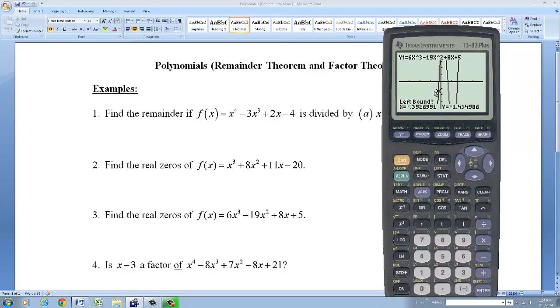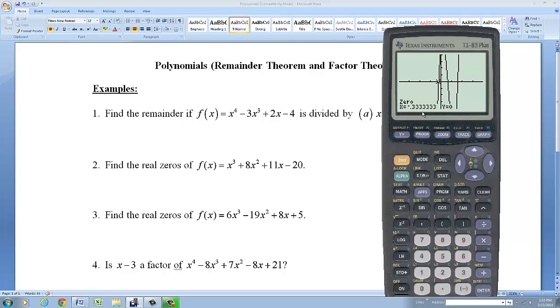I put the cursor there on the left and then I hit enter. Now they want a right bound, so go past that. So hit the arrow key over here. Okay, just go past it and then hit enter. And then for the guess, you can just ignore it and just hit enter again. Okay, so notice y equals 0 and x is equal to -0.33333. You should be able to recognize that as -1/3.